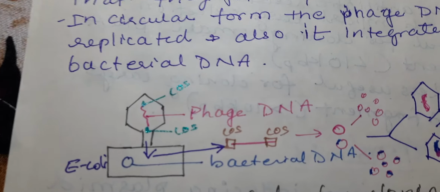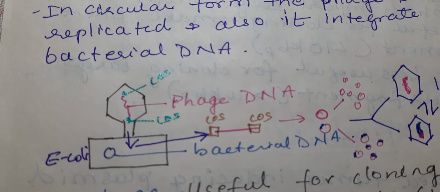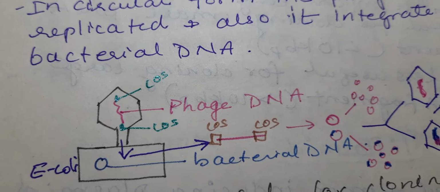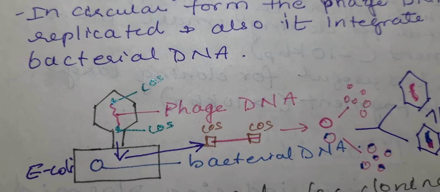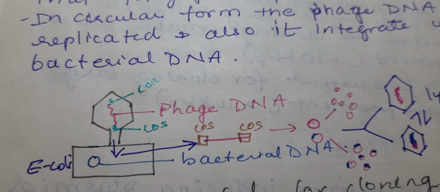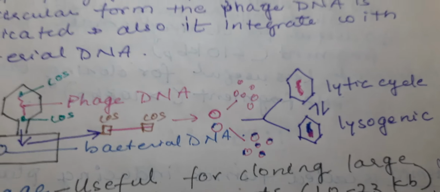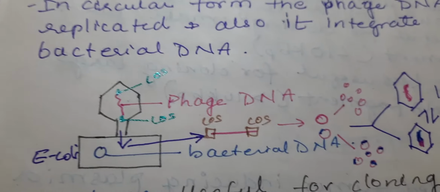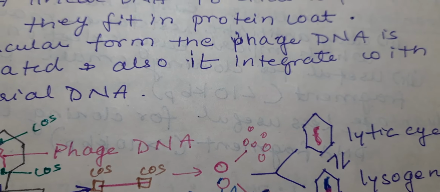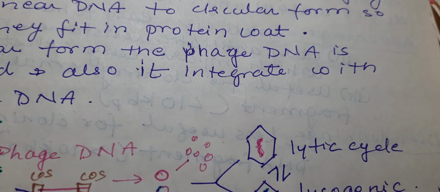Now, if you see, the bacteria is infected by phage DNA. So bacteria have their own DNA, phage DNA is there, cos sites are there. The DNA will enter the E. coli, and E. coli machinery is used to multiply the phage DNA. So many copies are formed. Now there are two different modes which are possible. One is that multiple copies are formed, and further these are encapsulated by protein coat, and the viral particles are released from the bacteria, and then they are ready to infect the next bacteria. So this constitutes the lytic cycle.